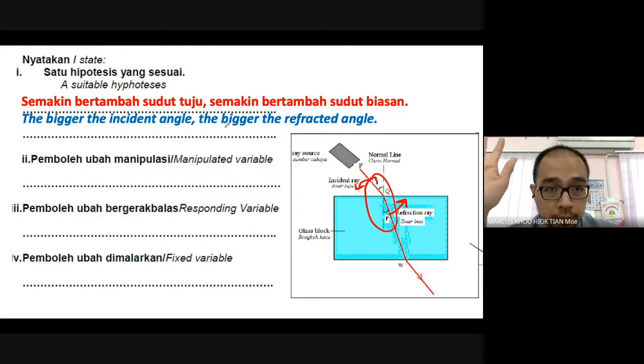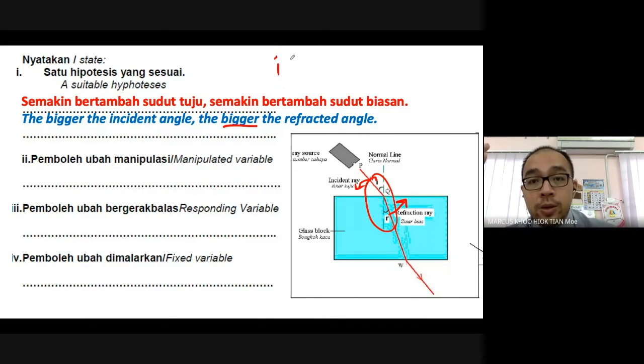Okay, but this is actually the relationship between the incident angle and the refracted angle. When you increase the incident angle, the refracted angle is also going to increase. Although in every situation, the incident angle is always going to be bigger than the refracted angle. That's true, because you're moving from air into glass.